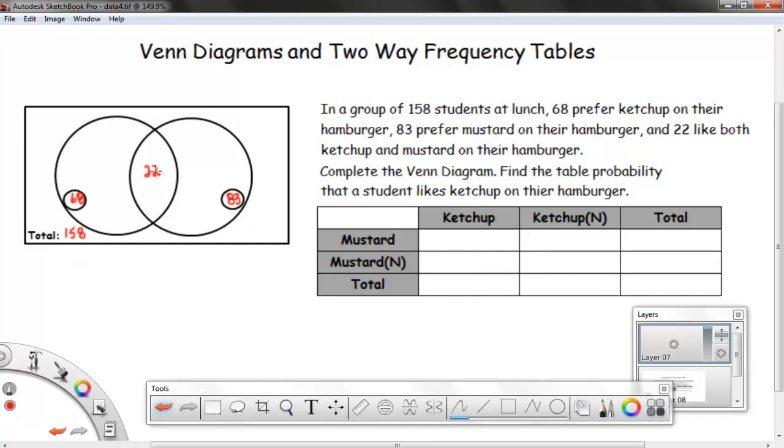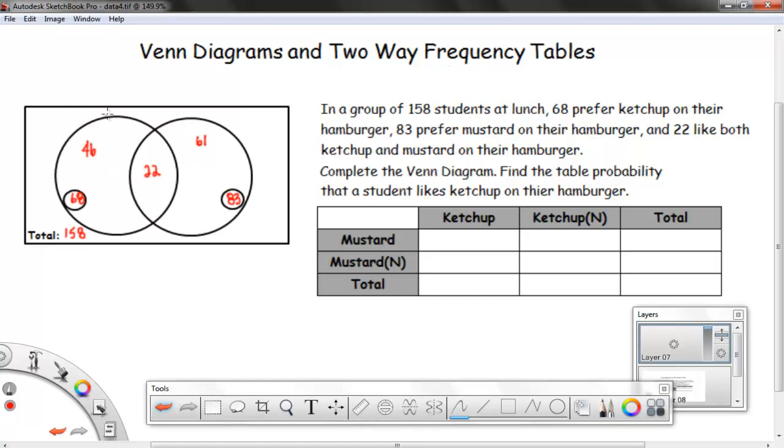Okay, so let's take 68 and minus the 22. 68 is all those that like ketchup, and if I take away those that also like mustard, that should find the ones that like ketchup only. So 68 minus 22, it looks like that's going to be 46. So there's 46 people that only like ketchup without the mustard. Now I take 83, subtract the 22, that would give me 61. So that leaves 61. That's only ones that like mustard.